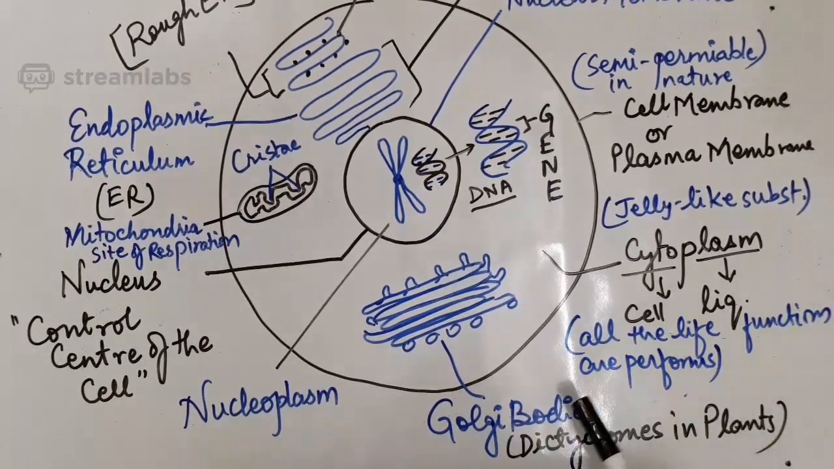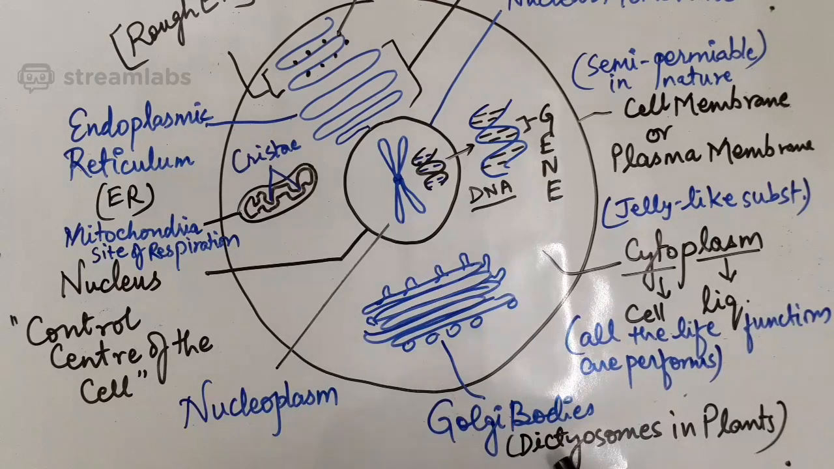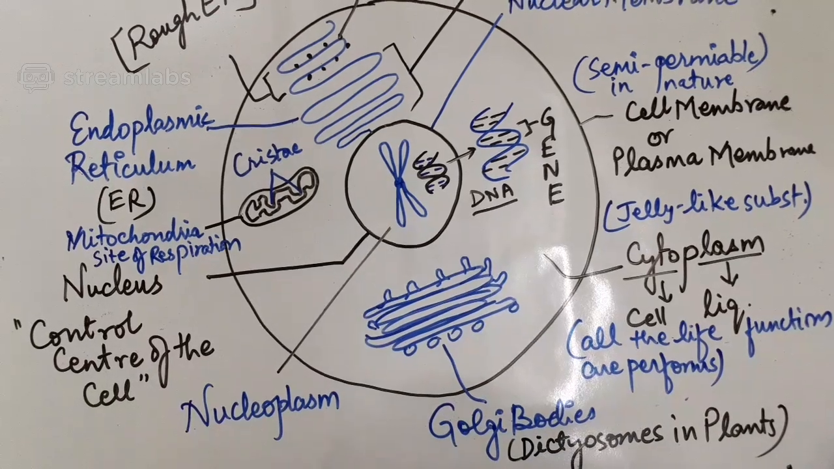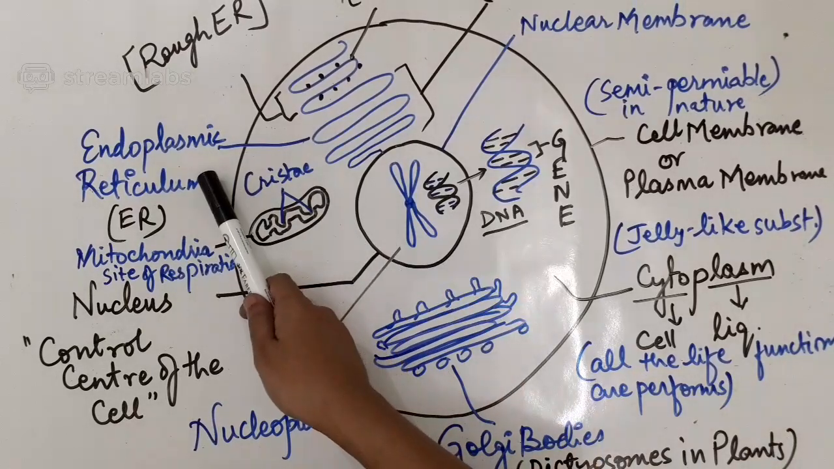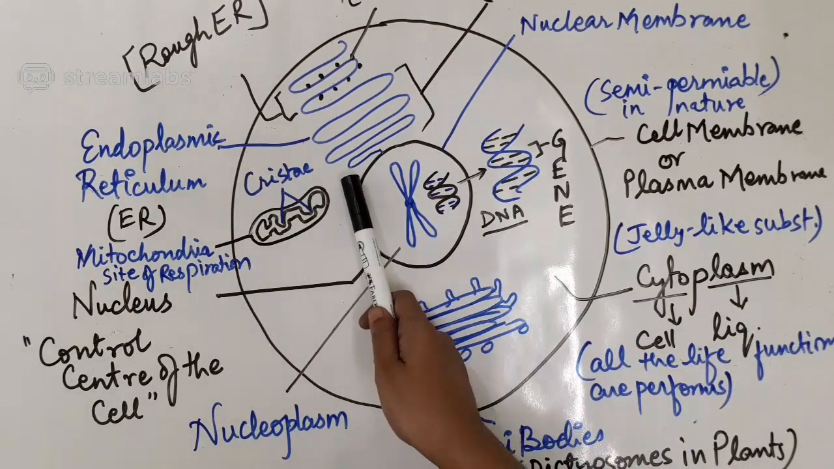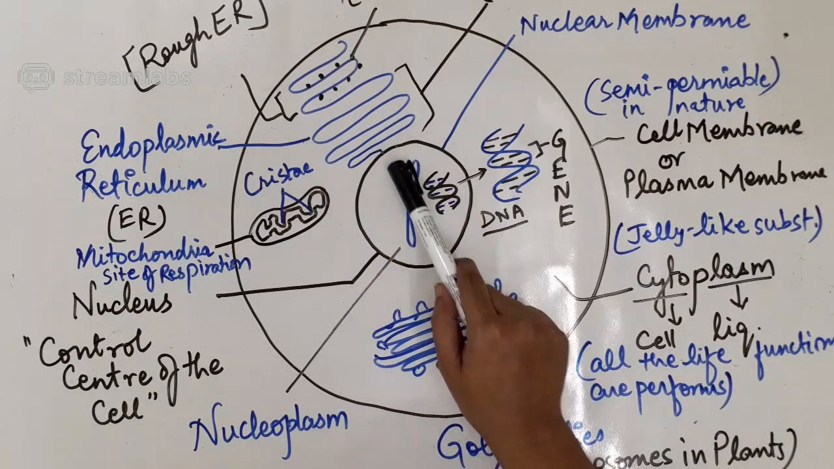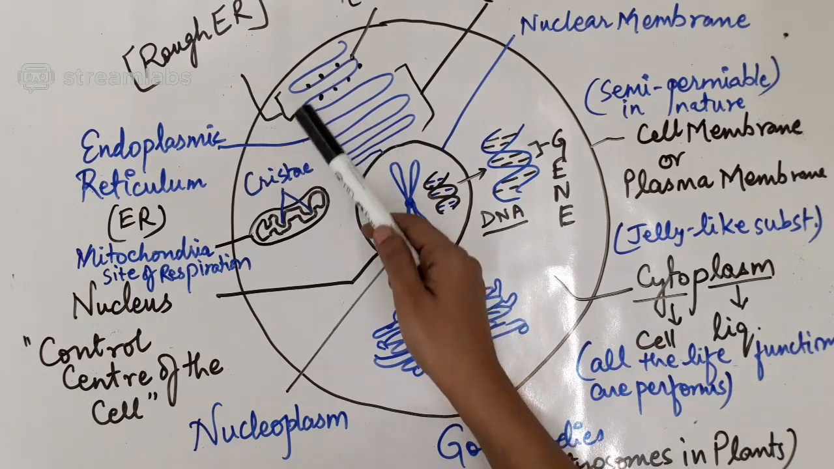The Golgi bodies, or dictyosomes in plants, perform the function of secretion and also the transportation of materials within the cell and outside the cell. The endoplasmic reticulum acts like a factory or the pipelines of the cell, which helps in the transportation of materials within the cell and outside the cell.